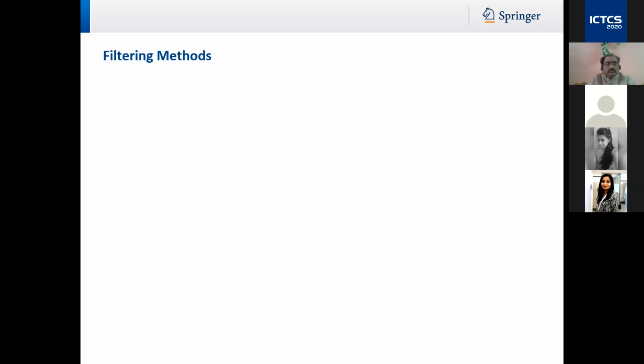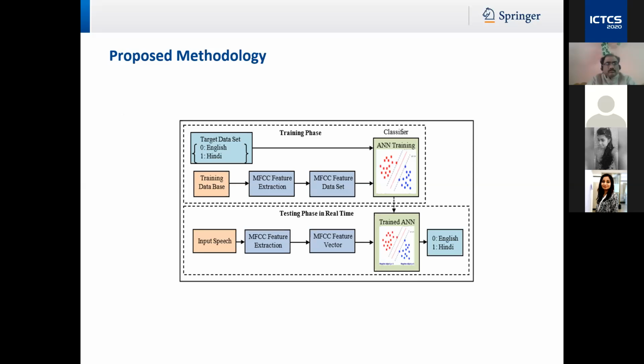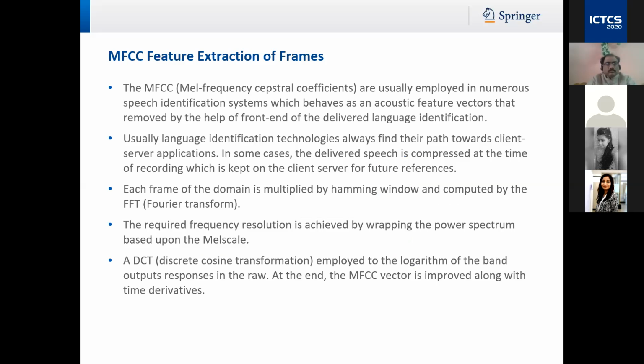To remove these noises, we may use any one of the filtering methods. Those are FFT, fast Fourier transform, low pass filtering, high pass filtering, and band pass filtering. In our proposed methodology, we have two different parts: training phase and testing phase. In the training phase we use MFCC feature extraction methods. In detail, MFCC stands for mel frequency cepstral coefficients, usually employed in numerous speech identification systems, which behave as acoustic feature vectors extracted with the help of the front end of the delivered language identification.